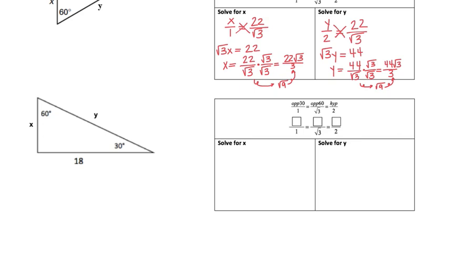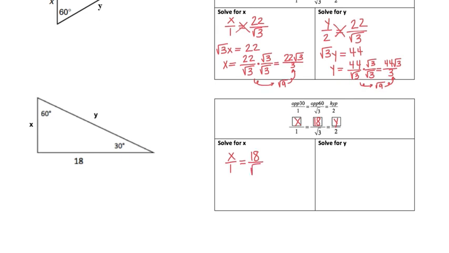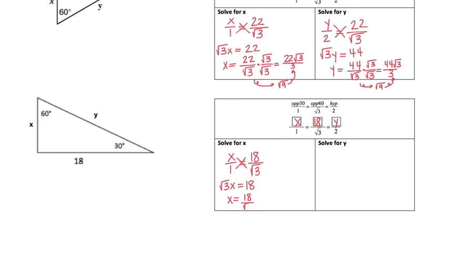Okay, last one. So my short leg here opposite my 30-degree angle is x. My long leg opposite the 60-degree angle is 18. And my hypotenuse across from the right angle is going to be y. So to solve for x, I'll take the fraction that has x in it, x over 1 equals, and then the fraction that has just numbers in it, 18 over the square root of 3. Then we'll cross multiply. We have the square root of 3x equals 18. Then we'll divide by the square root of 3 on both sides.